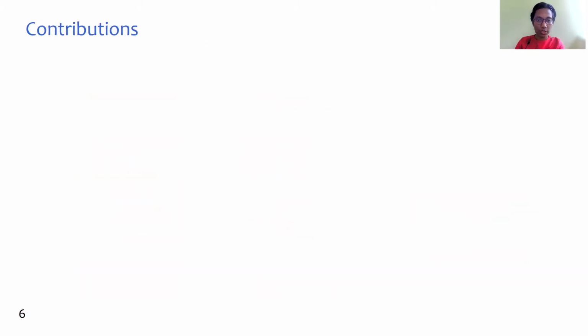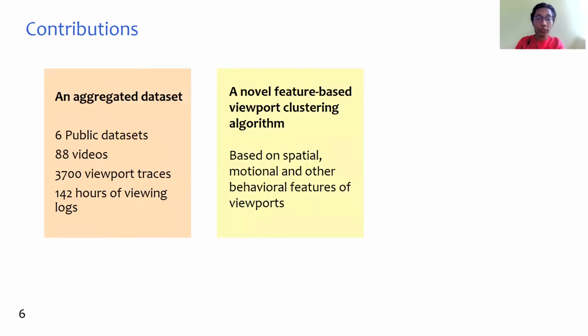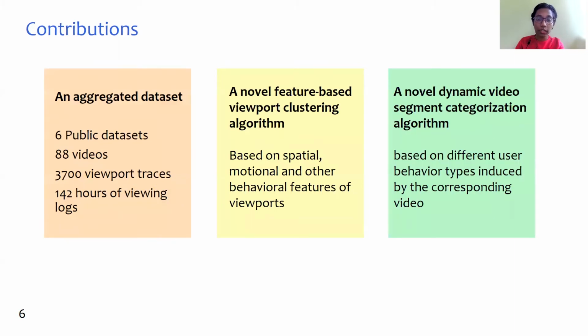The key contributions for this work are threefold. First, we create an aggregated dataset with 88 videos with over 3,700 viewport traces containing over 142 hours of viewing logs by consolidating 6 public datasets. Next, we introduce a novel feature-based viewport clustering algorithm that takes spatial, motional, and other behavioral features of viewports into account. Finally, we develop a novel dynamic video segment categorization algorithm that is based on different user behavior types induced by these corresponding video segments.